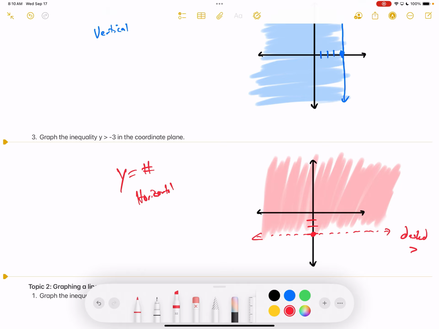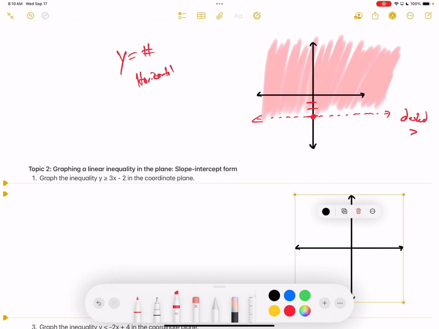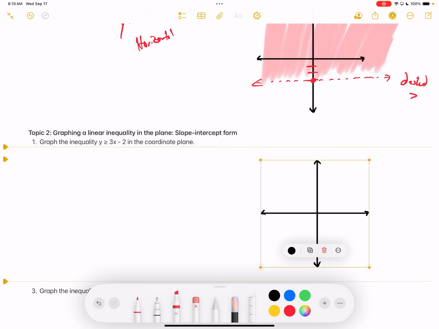Okay, so those are my two differences that I do on the different groups: the dashed or solid, and then the shade. That's the two differences from the other line.